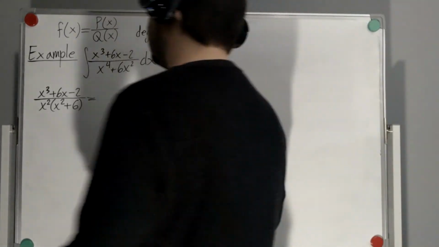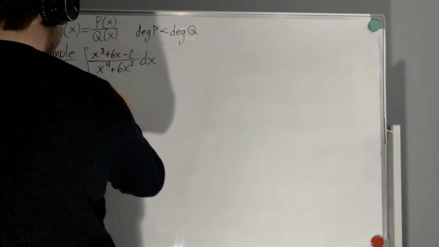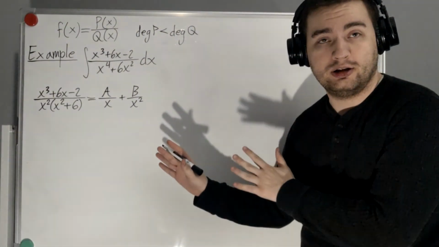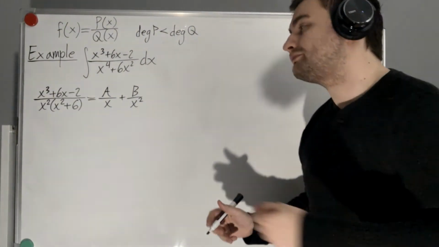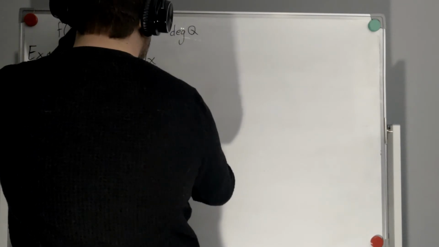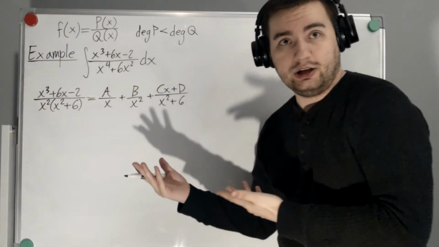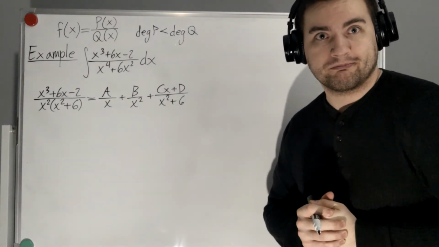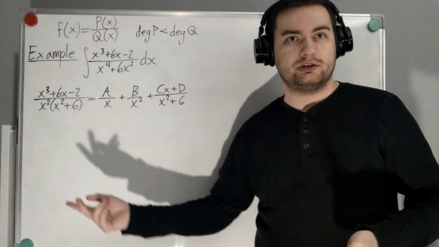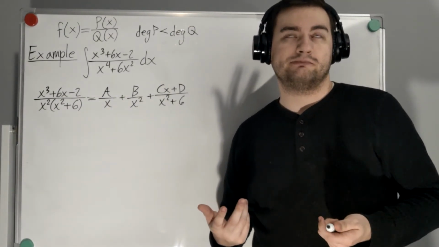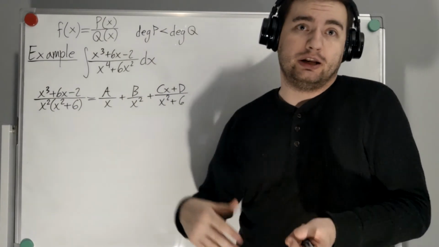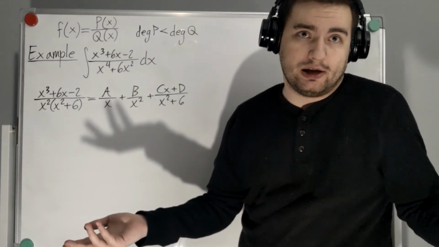Okay? So the way we handle this is, we're going to have A over x plus B over x squared. And that's going to handle the x squared part of the denominator. Then we're also going to have Cx plus D divided by x squared plus 6, and that handles the x squared plus 6 part of the denominator. Okay? So you see, when you have one of these hybrids, you just need to deal with each kind of factor individually. You just need to put in as many terms as you need for that factor, and then add them all up.